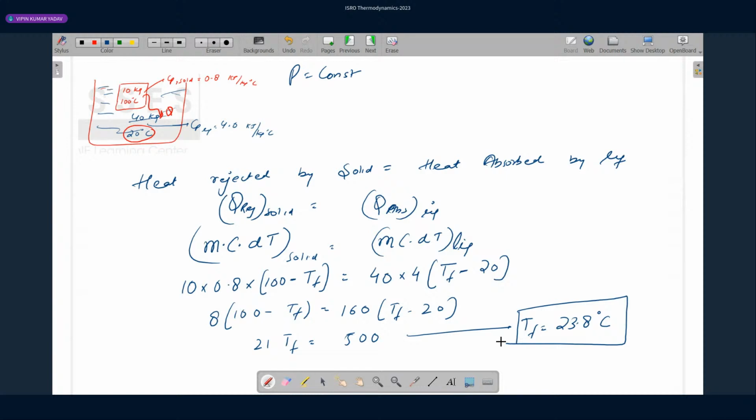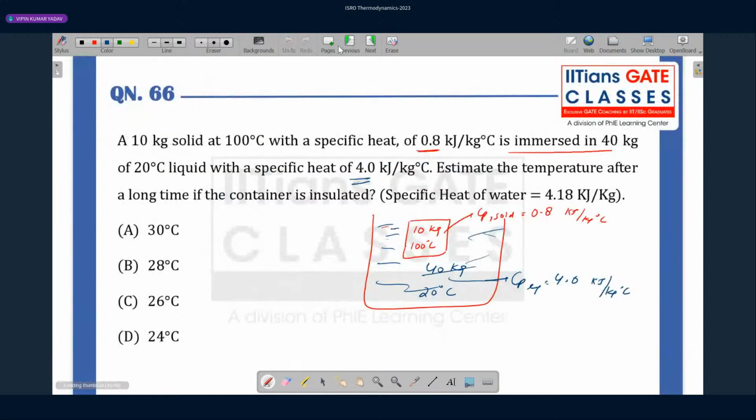Okay. So the final temperature. You see, the solid temperature is going down. The final temperature attained by the solid is 23.8. The liquid temperature is going up, and the final temperature it will reach is 23.8. Okay. Your correct answer is 23.8, so basically 24 degree Celsius. Okay. I hope it is clear.